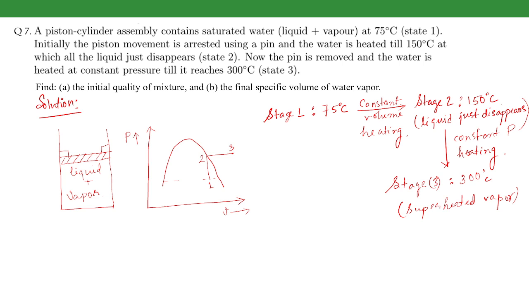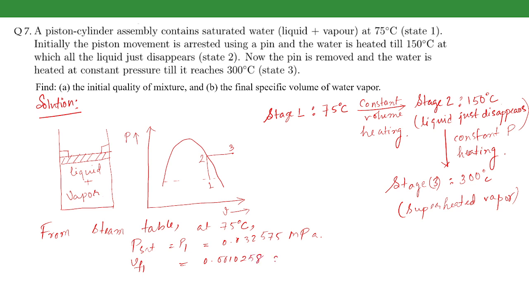Now from the steam table, at 75 degrees Celsius, the saturation pressure is 0.032575 MPa. Vf1 is 0.0010258 meter cube per kg, and Vg1 is 4.1289 meter cube per kg.